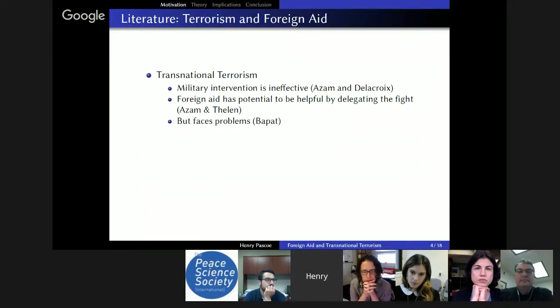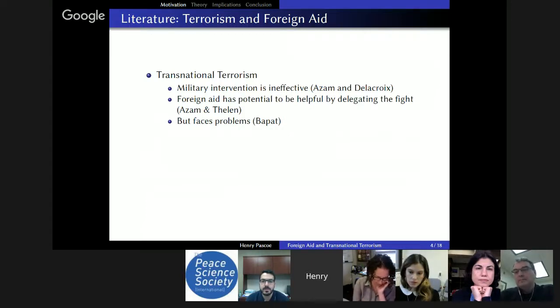Scholars of transnational terrorism have been interested in whether foreign aid can help reduce terrorism, motivated by the fact that direct military intervention is also often very costly and unpopular and may not always be the best option. The findings here have been mixed in that aid might be helpful, but it faces problems because of recipient misappropriation.